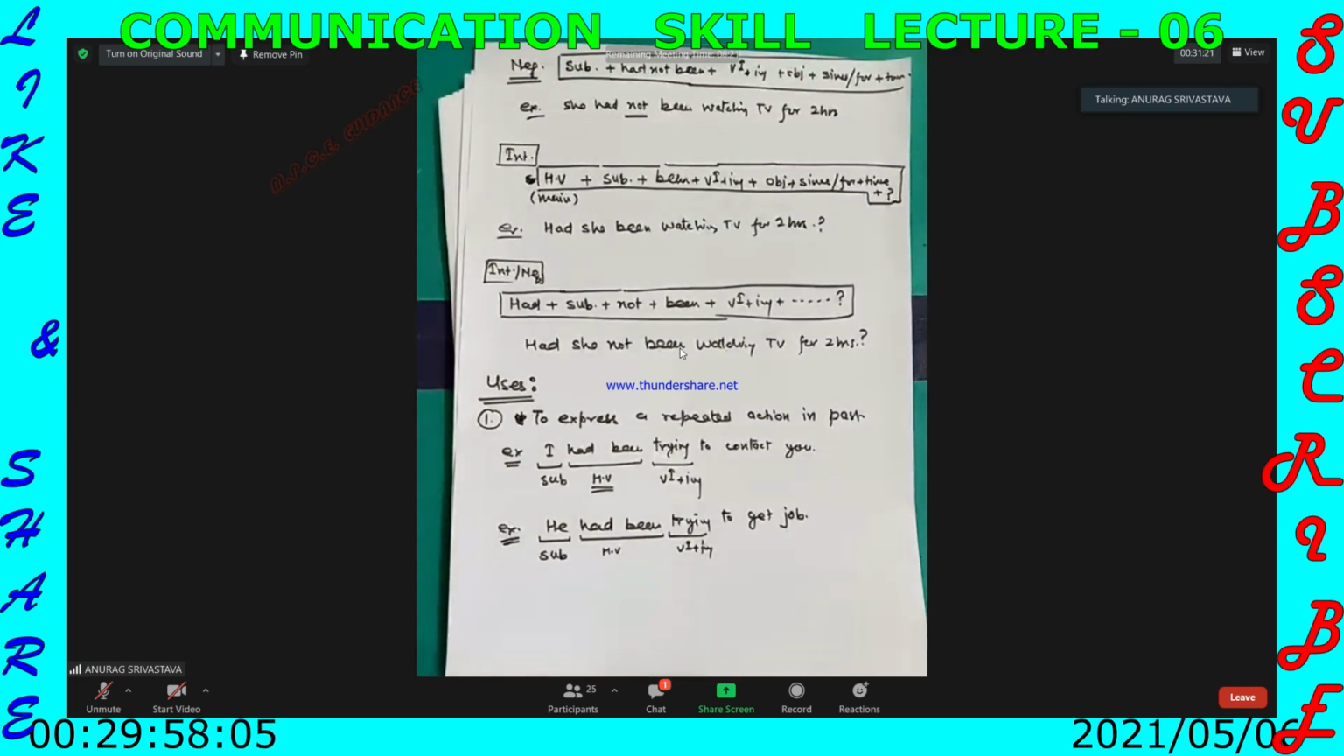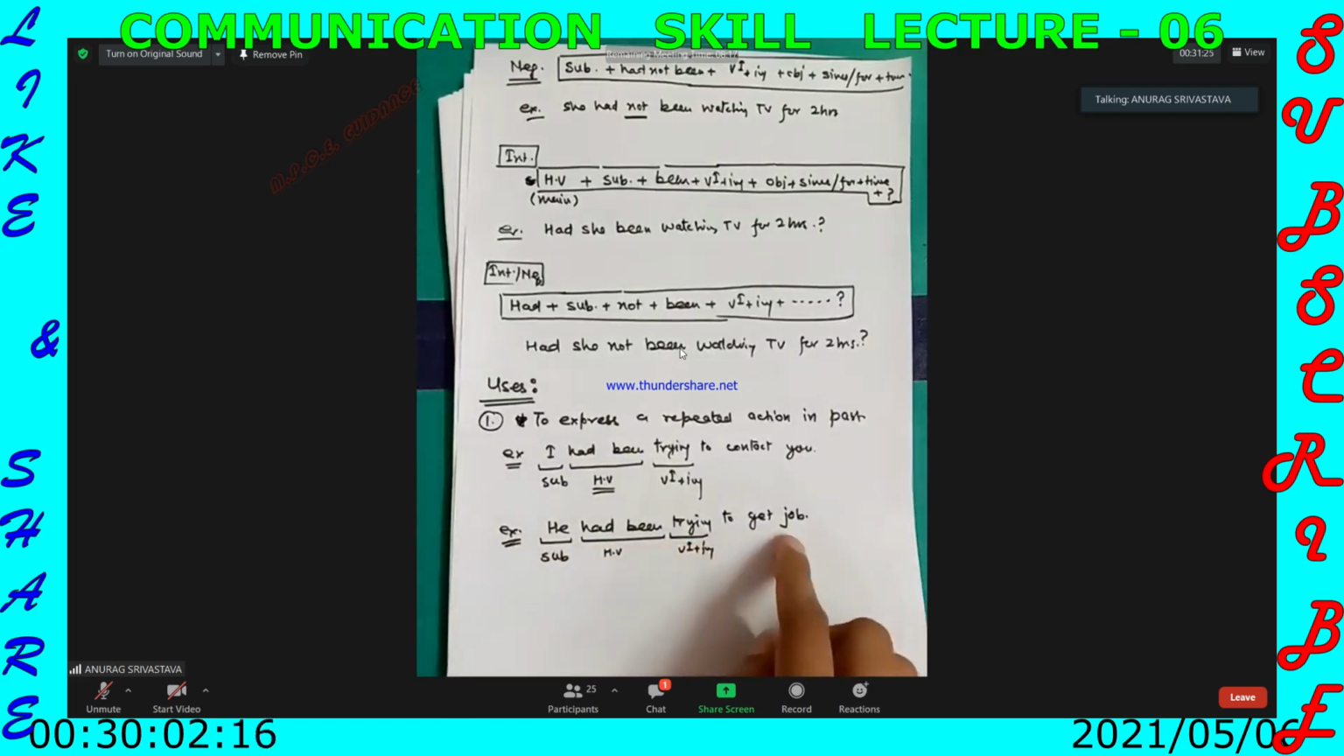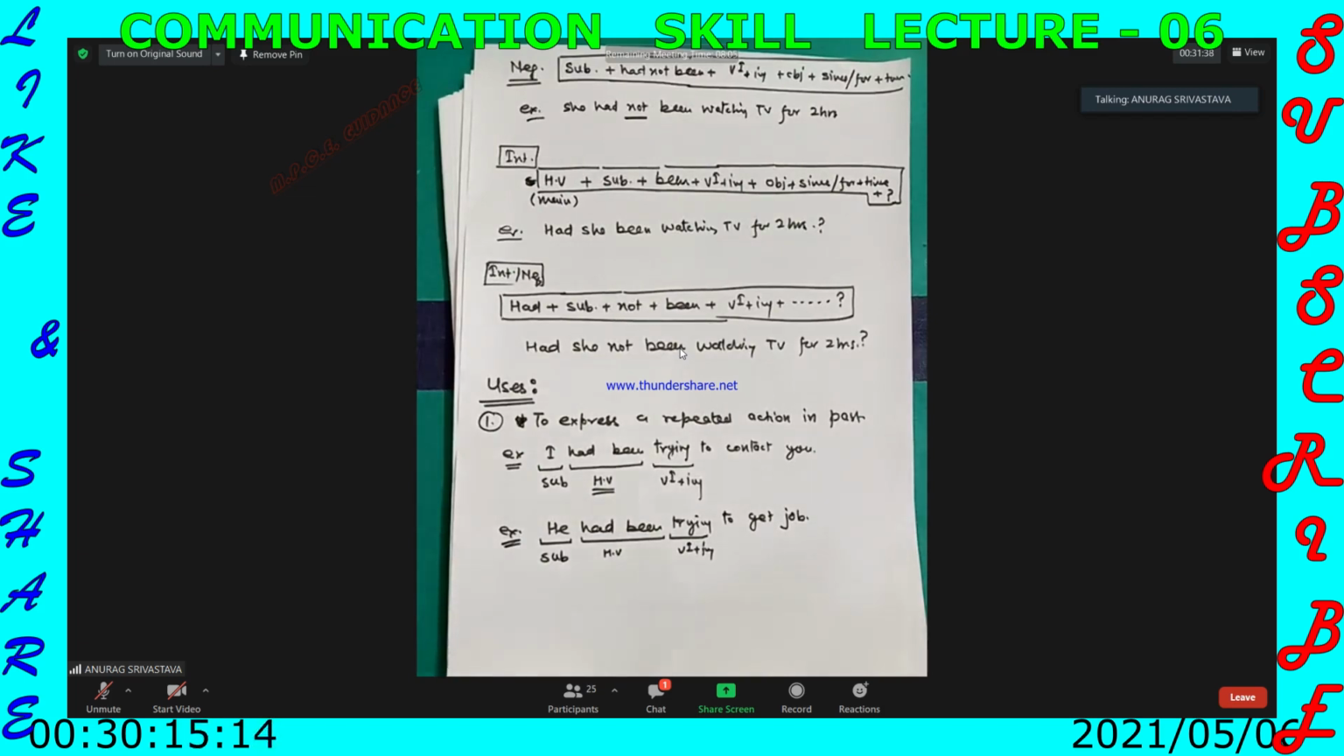When the timing is given, it will look like: he had been trying to get job for the last 5 years, for the last 10 years. It means it is not hard and fast that timing must be given, but it can be given. Fine.